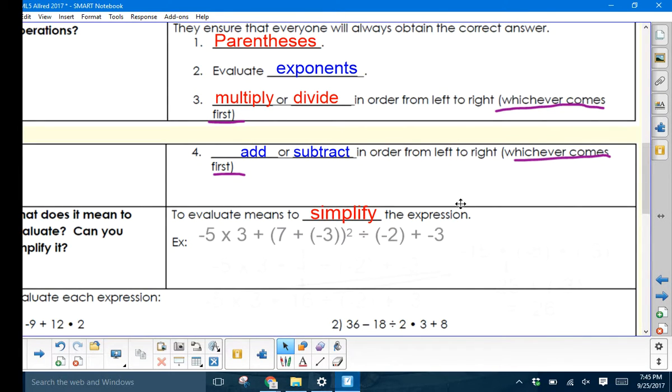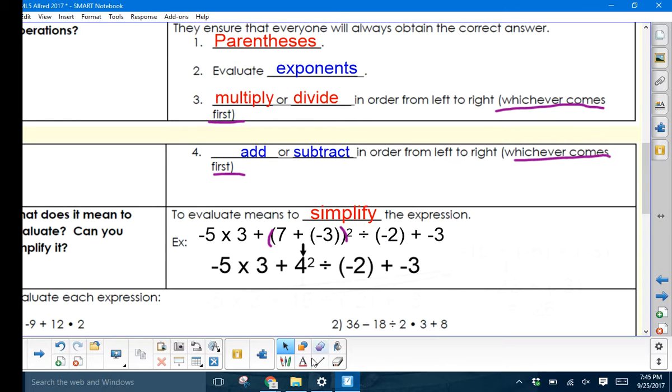So if you look at this big gigantic expression, please write this down. This is your expression, your example right here in the notes. We're going to evaluate this expression, so we're going to simplify it. We're going to start first with the parentheses, these guys right here. So we're going to do 7 plus negative 3. 7 plus negative 3 happens to be 4. So I brought down a 4. Now I've got negative 5 times 3 plus 4 squared divided by negative 2 plus negative 3.